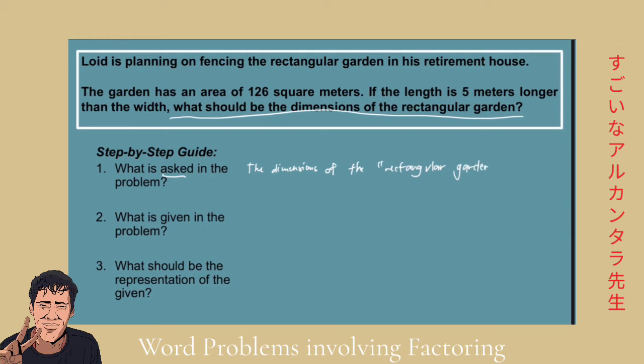So when we say rectangular garden, the word rectangular implies a huge detail for what is given. So yes, we are given the area of the garden, which is 126 square meters. So let's write that area is equal to 126 meters squared, or square meters. At the same time, we have the detail that this is an area of the garden, and the garden is a rectangle. That's an important detail for us to pay attention to.